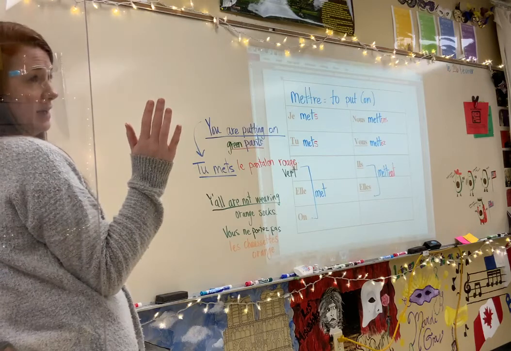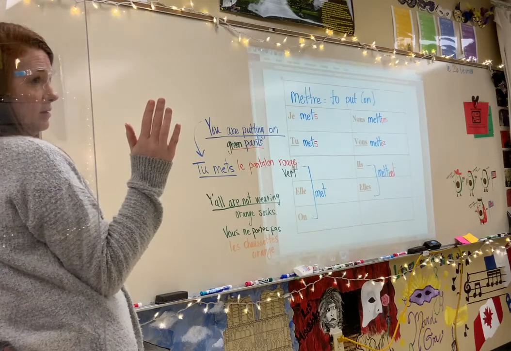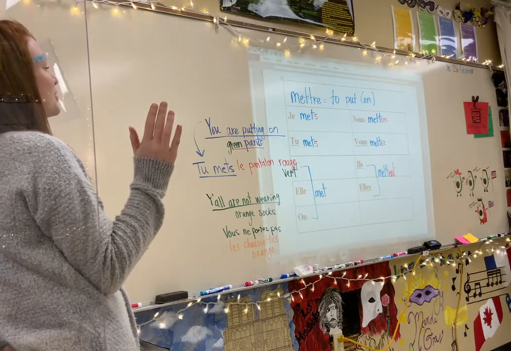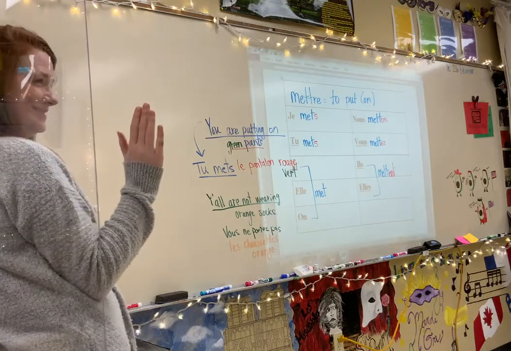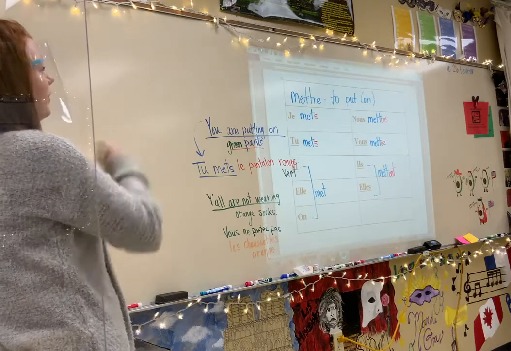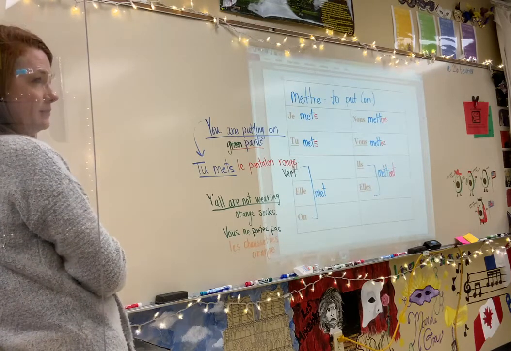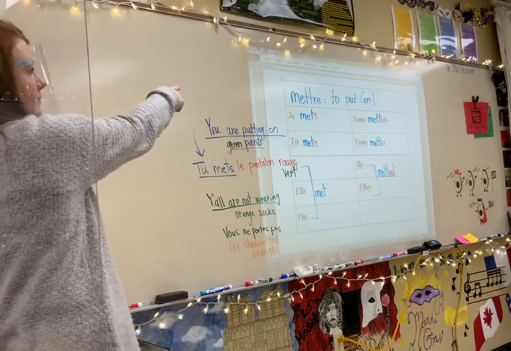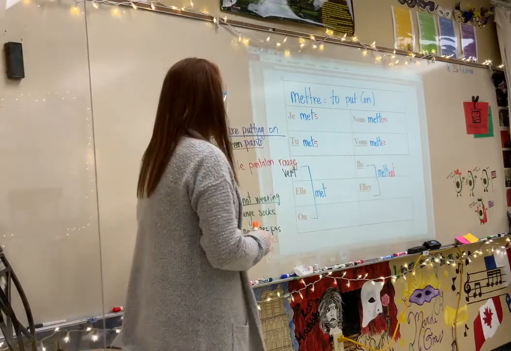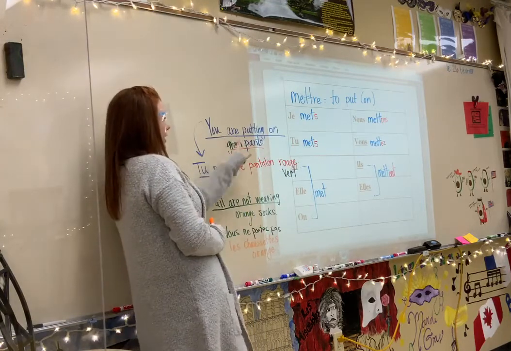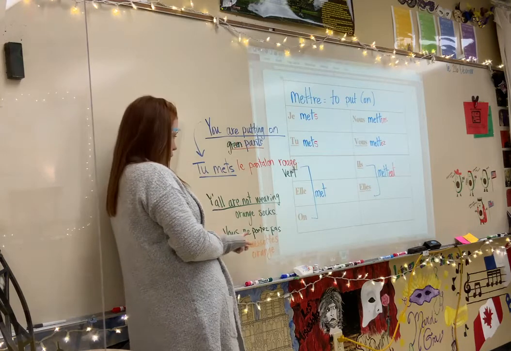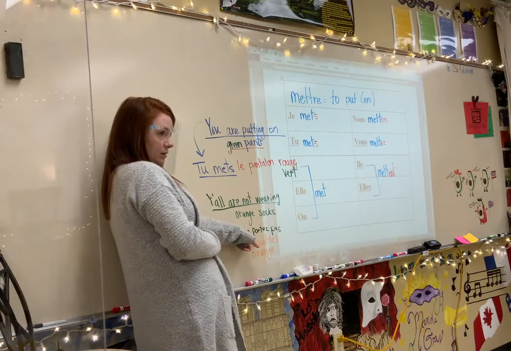Mhm. Yes? What are you most confused on? Alright. What does je mets mean? I wear. Not where. I wore. Nope. I put on. Put on. So there's two different verbs. And I use two different verbs here. You have putting on, which is mettre. But then you also have wearing, which is porter. That's where that came from.